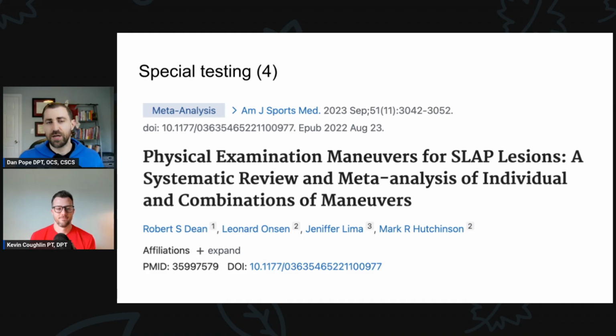Well, this is a study I was noting about. It's called Physical Examination Maneuvers for SLAP Lesions: a systematic review and meta-analysis of individual and combination of maneuvers from Dean et al. This was American Journal of Sports Medicine 2023. So good journal and up to date. And I thought it was a decent study to look at. It was a little more recent, to see if things have changed, right, since that Cook article.